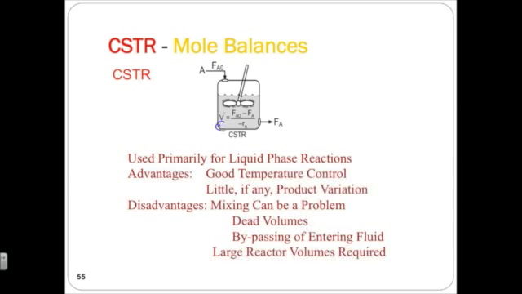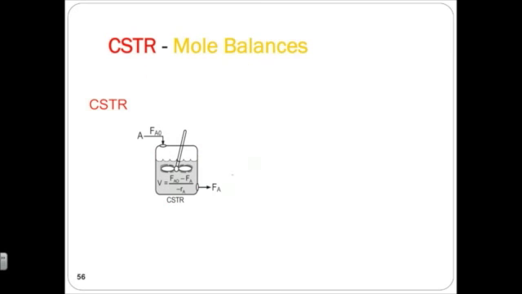We can have some dead volumes where the circulation doesn't get down to, say, the corners of the reactor, and this takes up space that the reaction could be taking place in. We can have some bypassing where the reactants don't get well mixed inside here. The other thing is that CSTRs usually require large reactor volumes because the rate is usually slow and is operated at its lowest value in the reactor. So CSTRs are used by themselves.